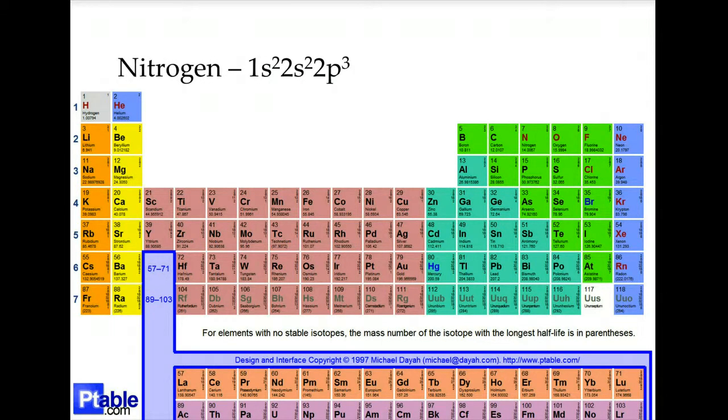Nitrogen is 1s2, 2s2, 2p3. Oxygen is 1s2, 2s2, 2p, and it's the fourth element. And let's just make sure we're on the right number. If we take the superscript numbers 4, 2, and 2, that adds up to 8. So let's look at oxygen's atomic number. Oxygen is atomic number 8, so we're in the right place.